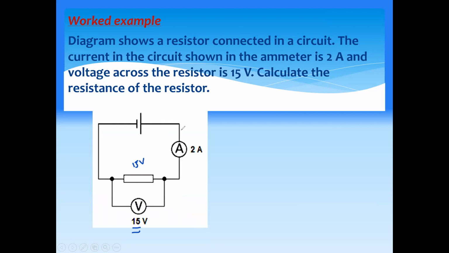And what about the current? Because this ammeter is in series with the resistor, if 2 ampere is flowing through the ammeter, the same 2 ampere will flow through the resistor. So we have the current, we have the voltage. To get the resistance, that is voltage divided by current, so 15 divided by 2, that will be 7.5 ohms. That is the value for the resistance of this material.